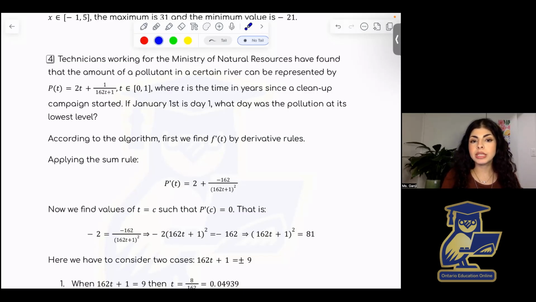So if January 1st is day 1, what day was the pollution at its lowest level? Because we are considering 0 to 1, that's actually just 1 year. So that's why January 1st was given to you, because you're just considering in that year, what day was the pollution at its lowest level.